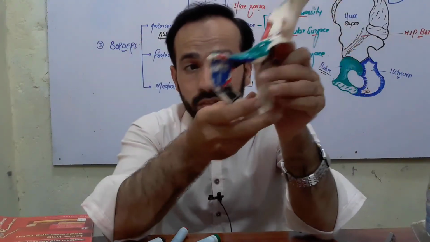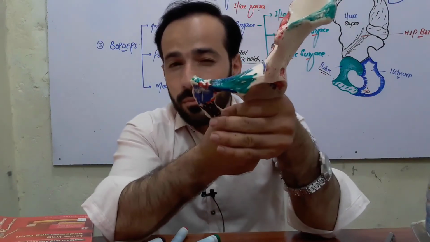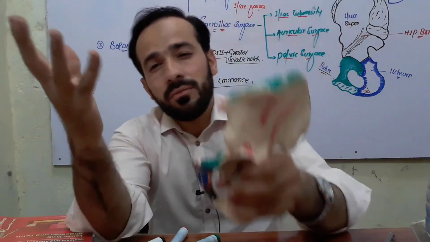So these were the important markings of the pubic bone. Now in the next lecture we will discuss the ischial bone and its important markings, and then we will go towards the attachment of muscles and everything.